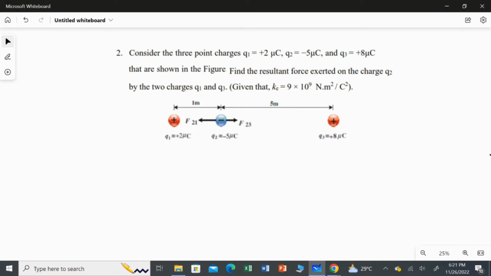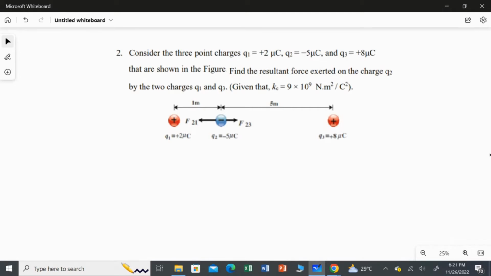Why? Because this negative charge is attracted to the positive charge. You can see charges 1 and 2 are separated by a small distance, 1 meter. That means the force of attraction will be much stronger, because we already studied in the theory that whenever the distance is smaller, the force of attraction or repulsion will be stronger, right?